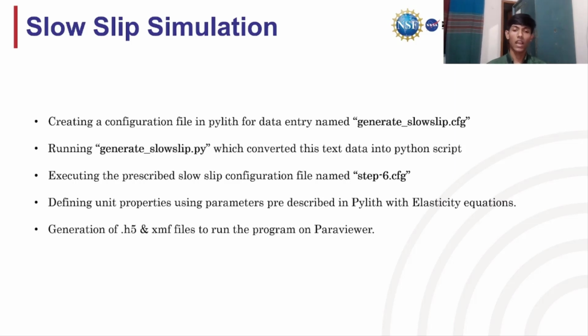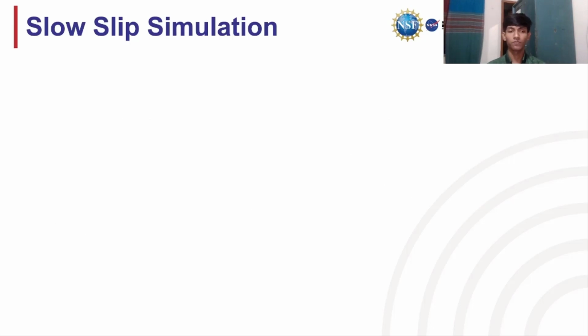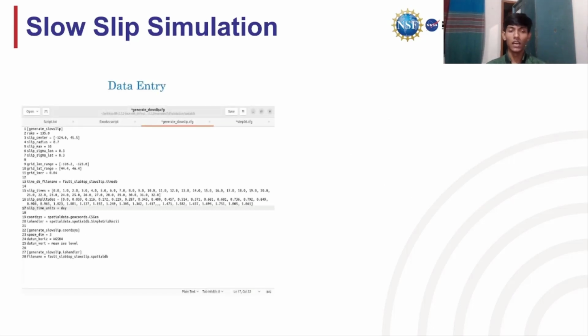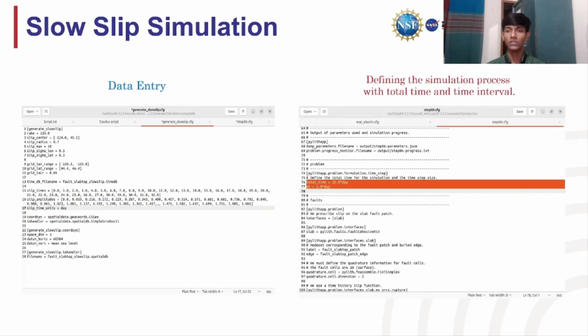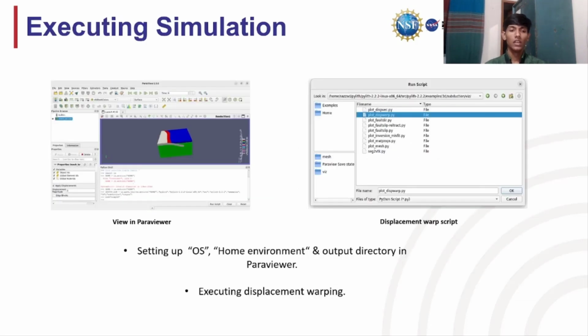Then we ran these files in the ParaView program. This is the config file where we enter our data: the slip rate, the slip center, slip maximum, the slip amplitude, slip times, etc. And this is the file where we have defined our simulation process with the total time and time interval. This is the view of ParaView, and this is the file that we ran for our displacement work.